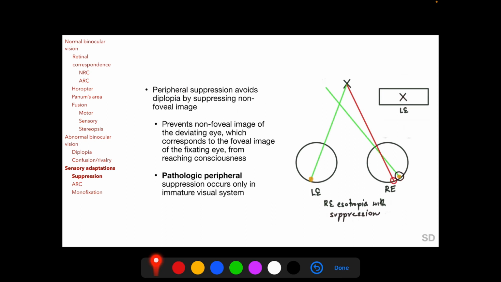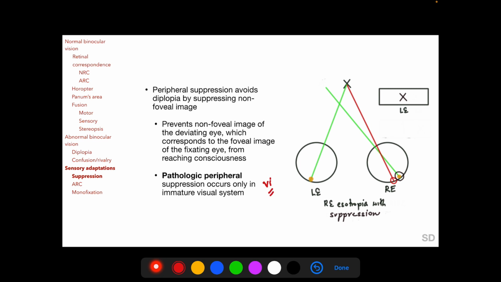Peripheral suppression avoids diplopia by suppressing the non-foveal image. So in peripheral suppression, the non-foveal retinal area in the deviated eye is suppressed, which receives the image of the target projecting on the fovea of the fixating eye. And pathological peripheral suppression occurs only in an immature visual system, and this is also very important to understand.